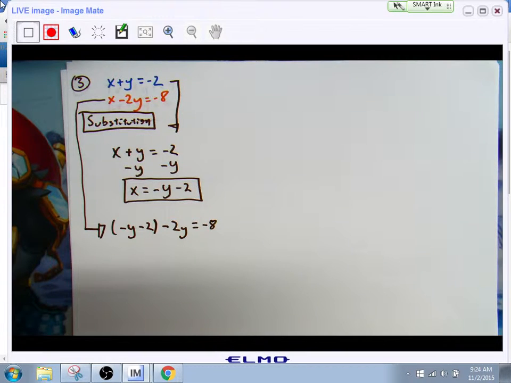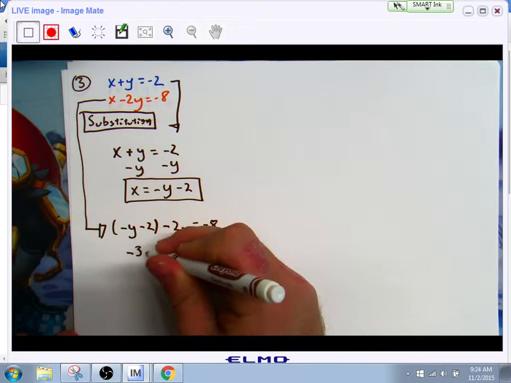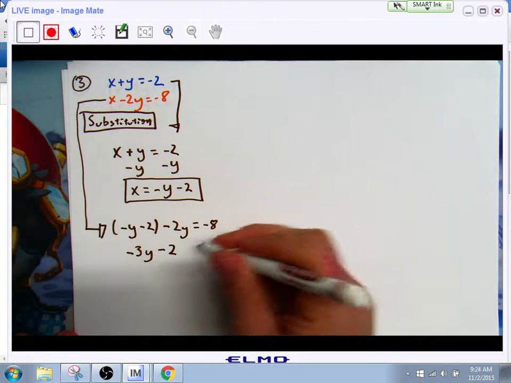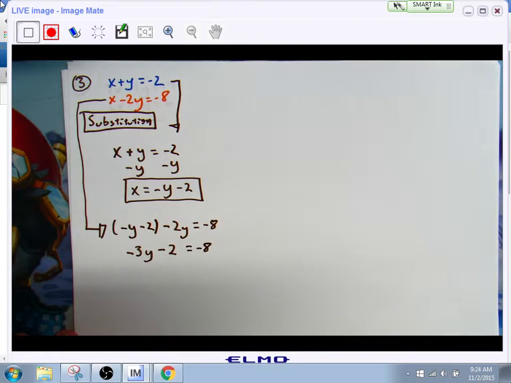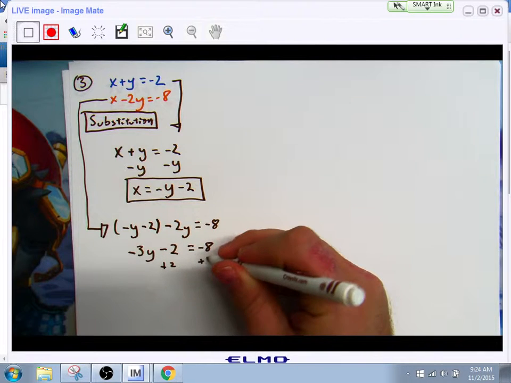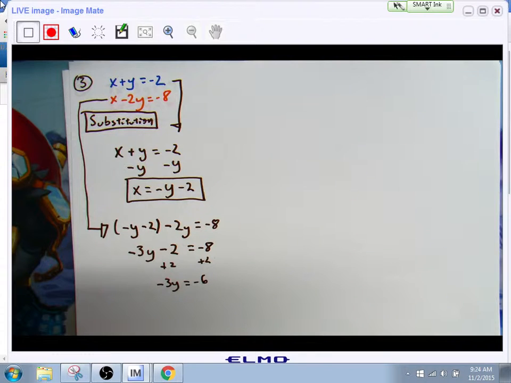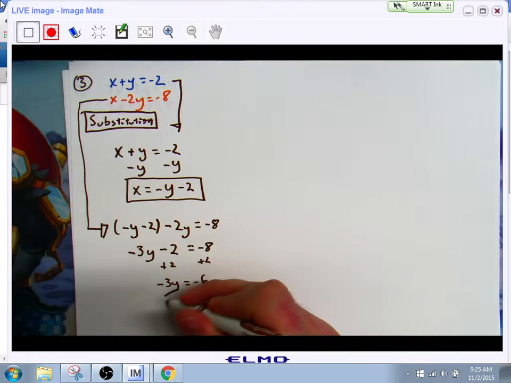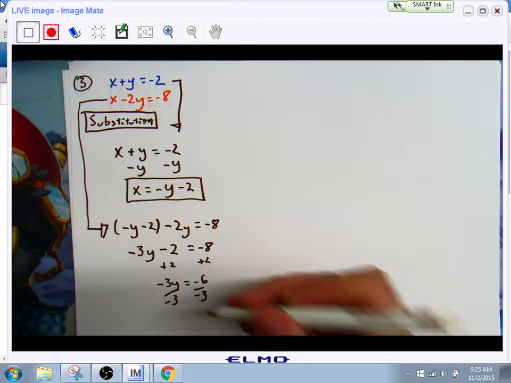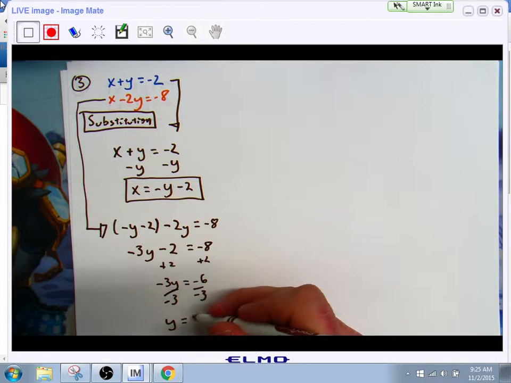Once I'm here, I just need to combine my like terms. I have a negative y. I'm subtracting 2 more y's. That puts me at negative 3y. And then I have a minus 2 equals negative 8. From here, I just want to get my y term by itself, so I'll add 2. Negative 3y is going to equal a negative 6. Isolate my variable by dividing by negative 3. Y equals negative 6 divided by negative 3. That's going to be a positive 2.